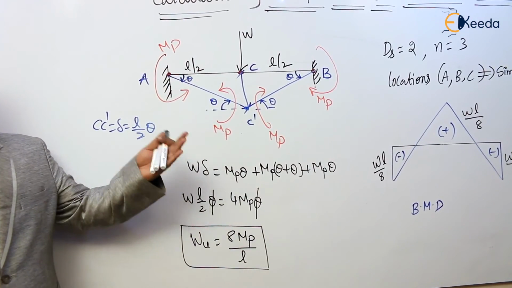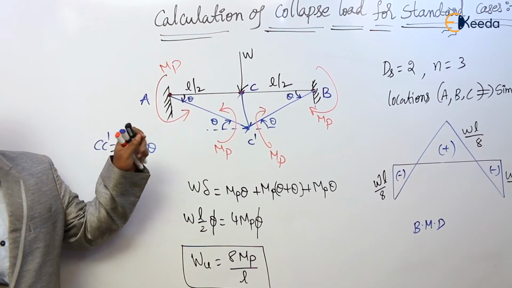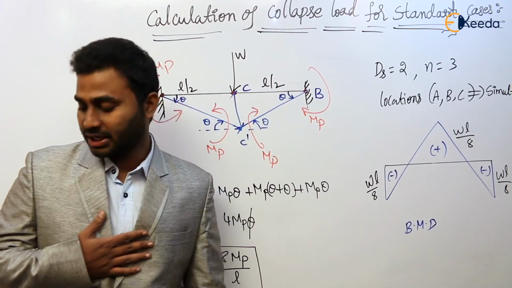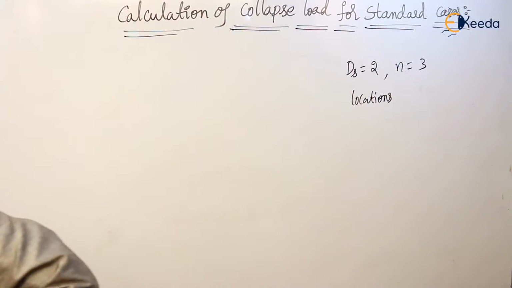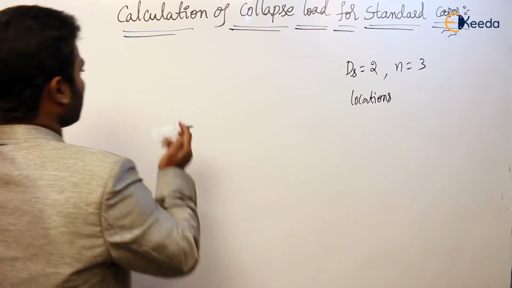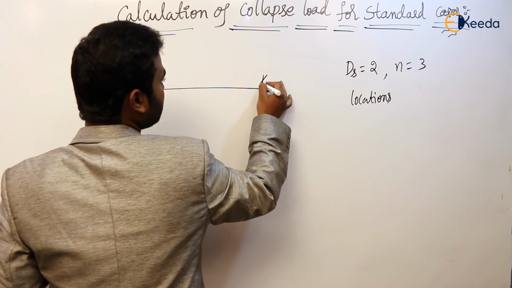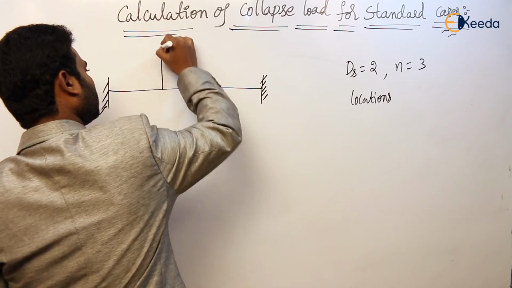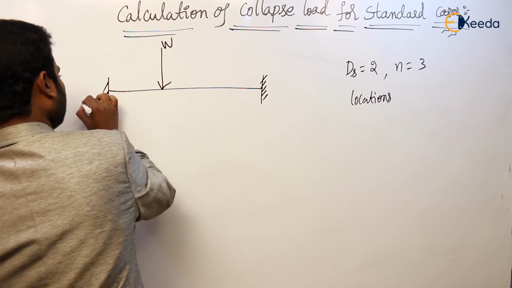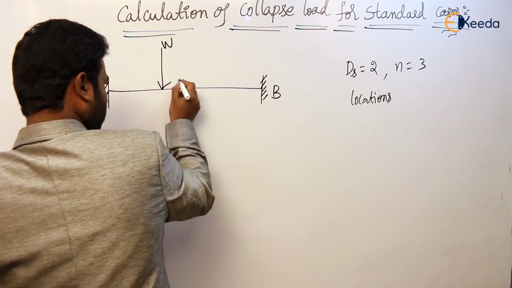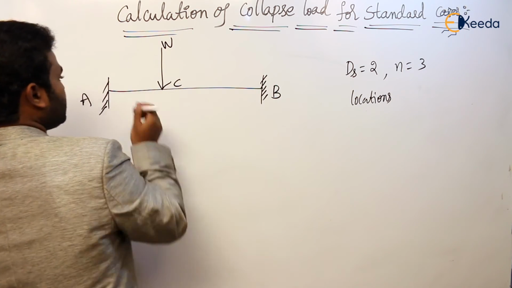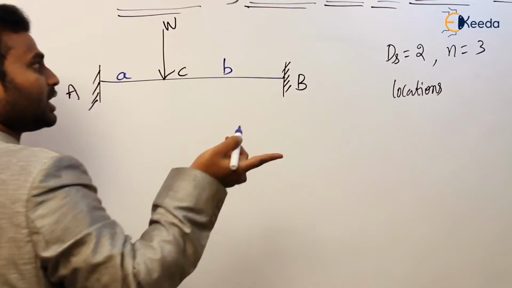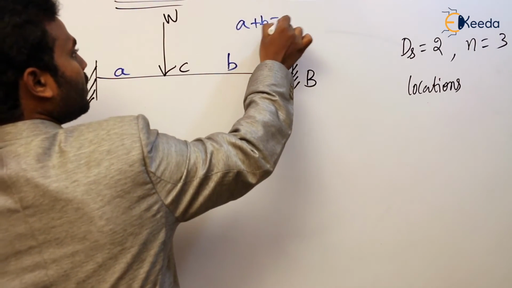Okay, the next case. Let us see the fixed beam with eccentric point load. It means the load is not at the center. So AC is small a, and BC is small b, and we know that a plus b is equal to the span L.